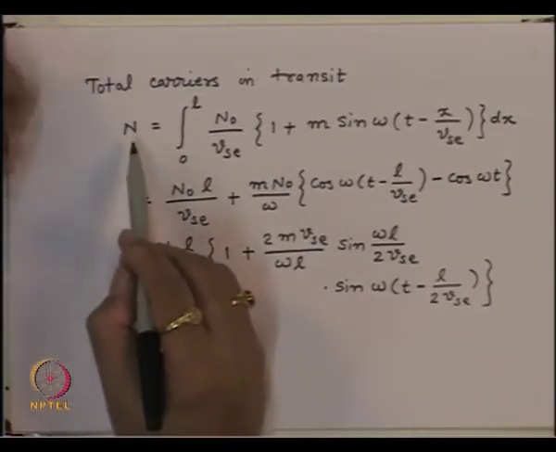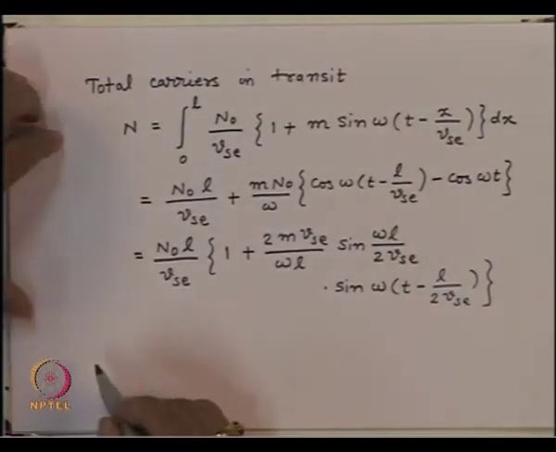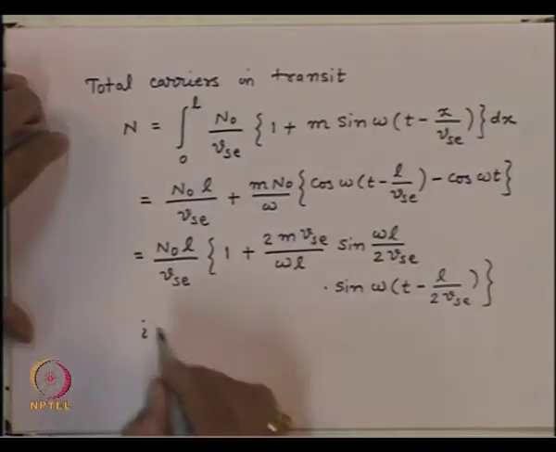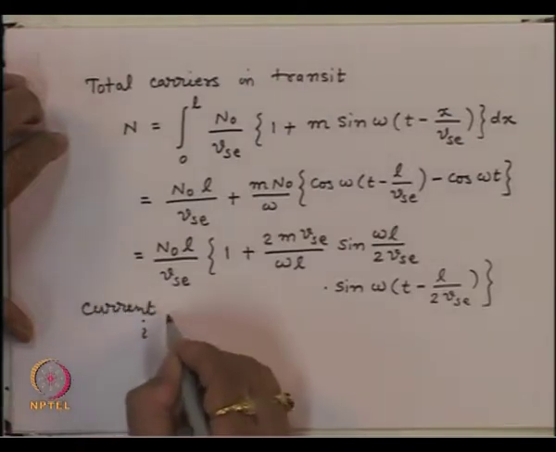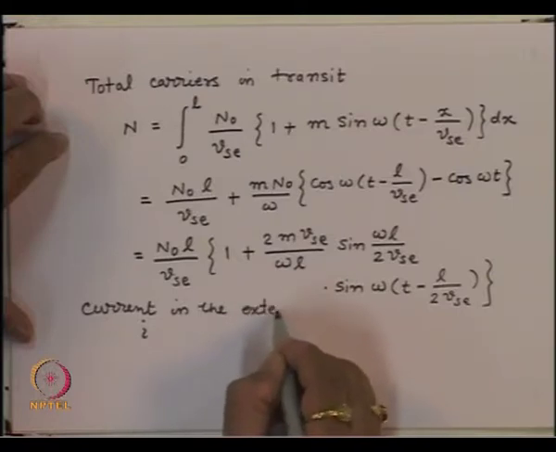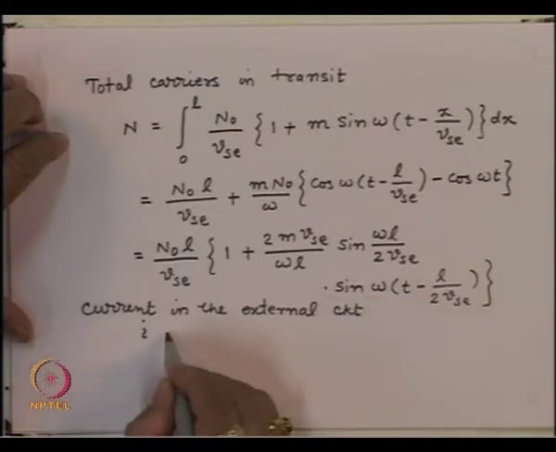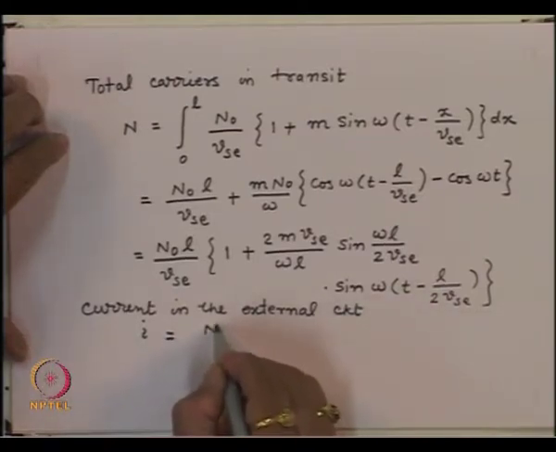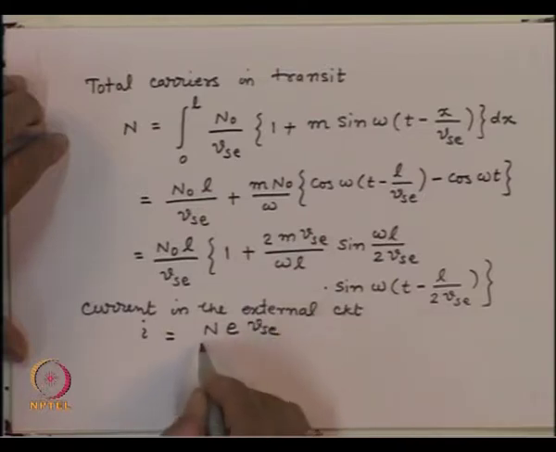So, if these are the carriers which are in transit at a given instant of time, the current which will flow in the external circuitry will be equal to N into e into V saturation divided by L.